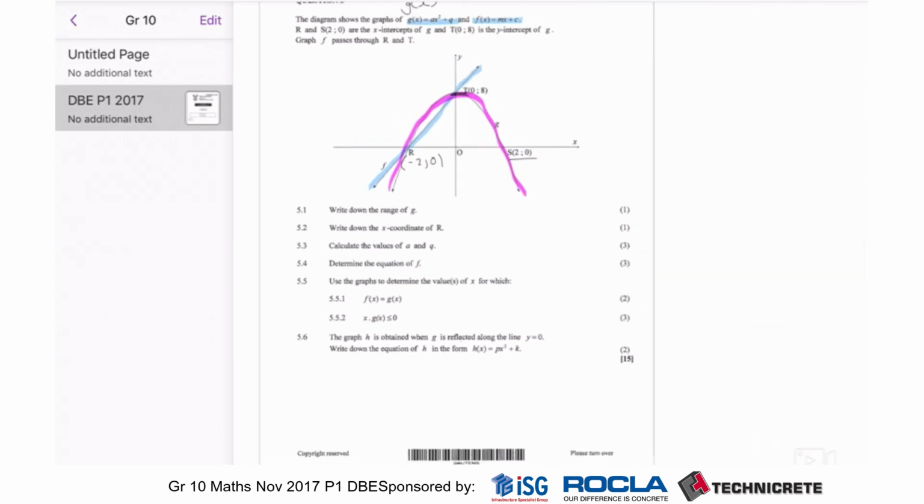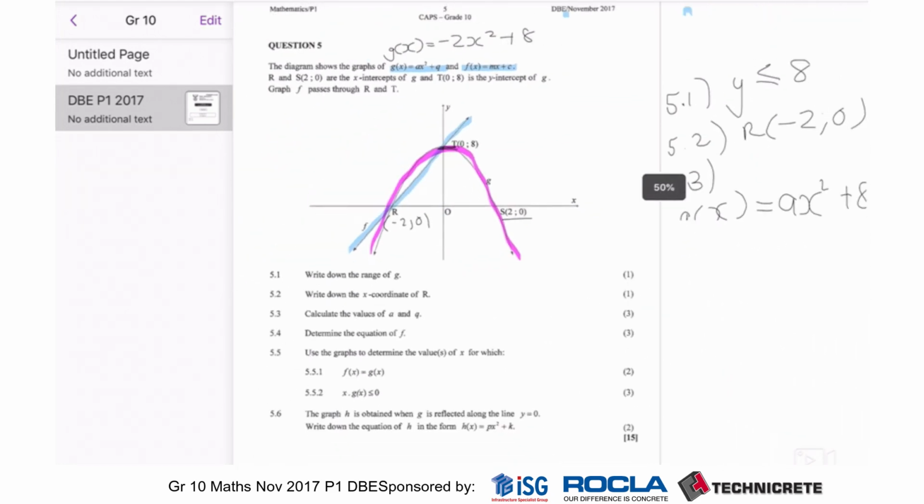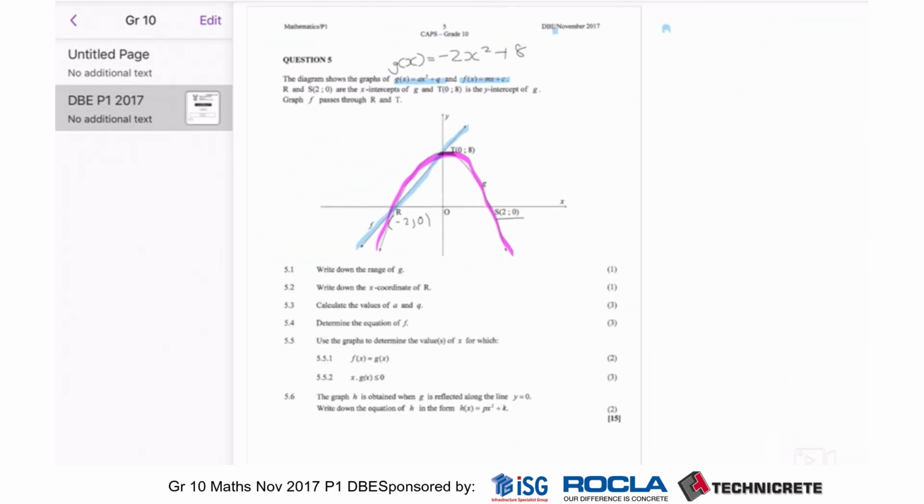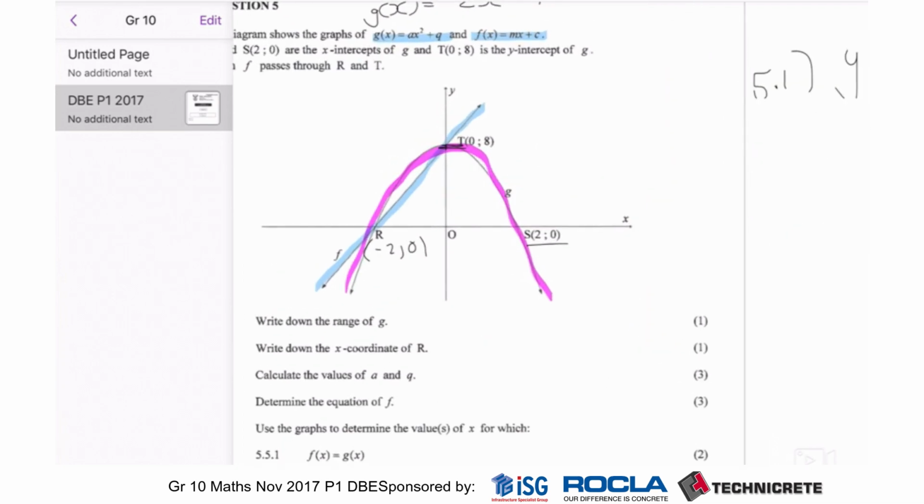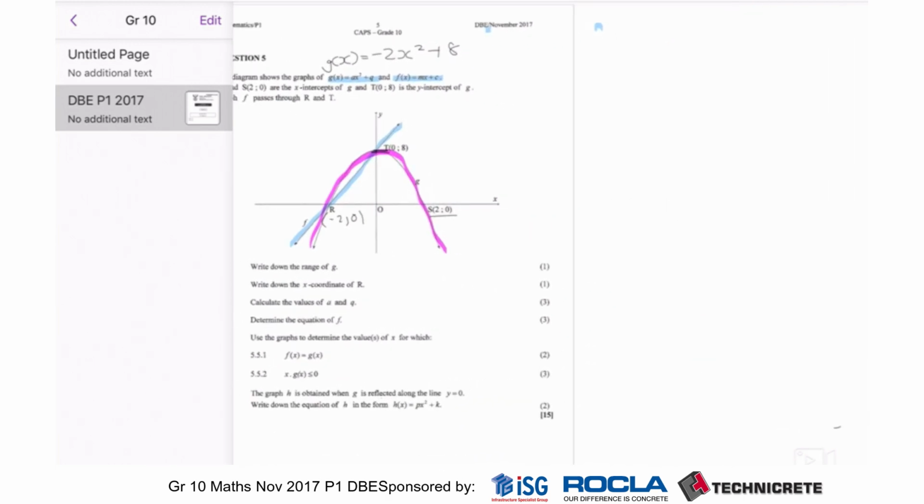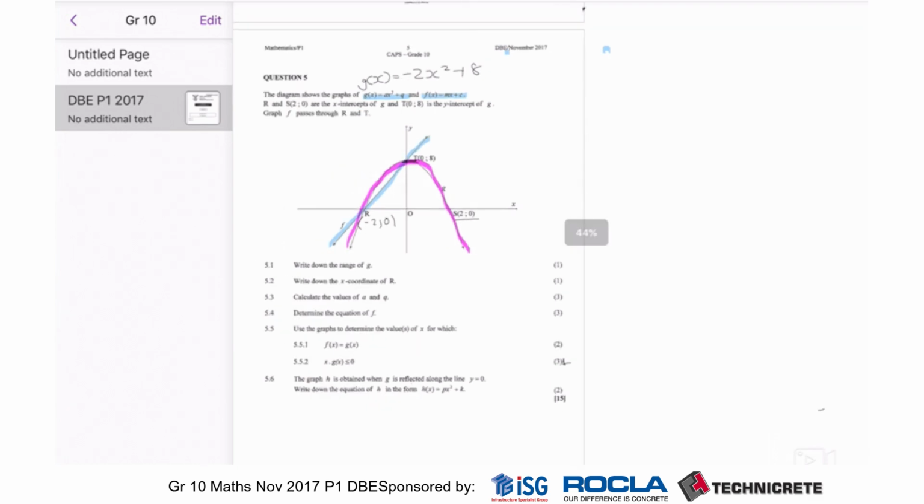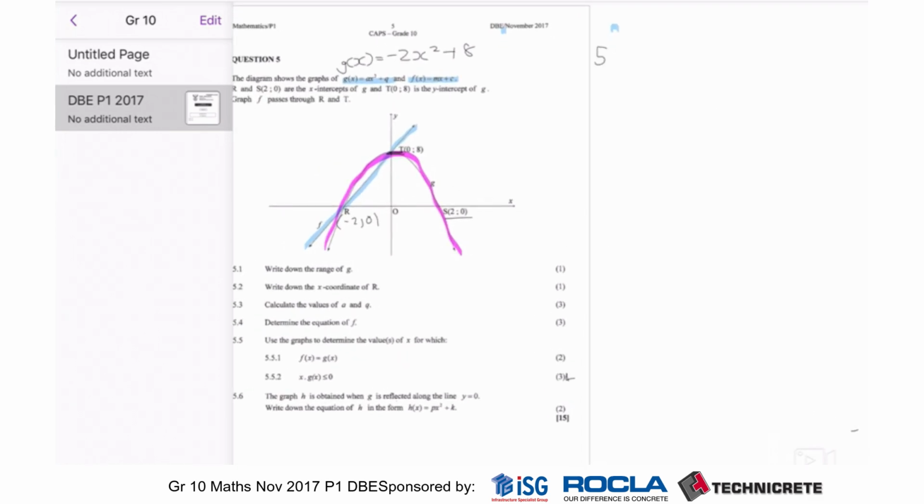Next one says write down the equation of f, a straight line graph. So what are we going to need to do? Firstly, it's always a straight line graph, so we need the gradient value. Do we have the c value? Yes, we do. The c value is here. It's where it touches the y-axis. It's 8. Then I can just substitute in to find my gradient. Or alternatively, you can find the gradient using R and T. But I think it's fairly easier to substitute.